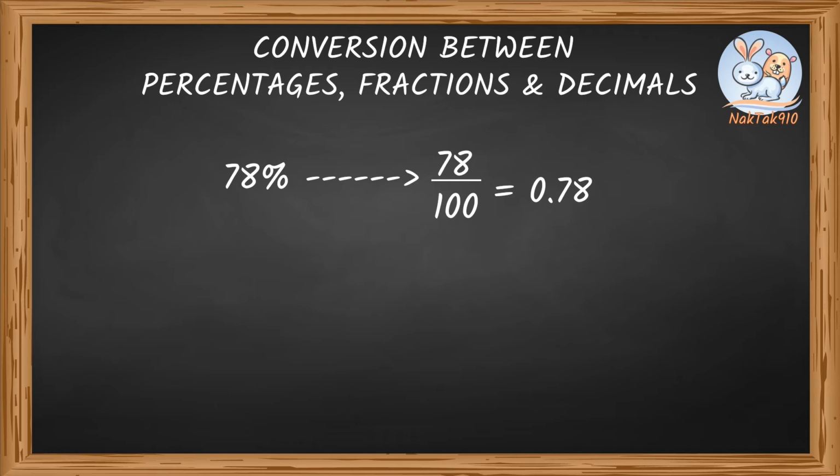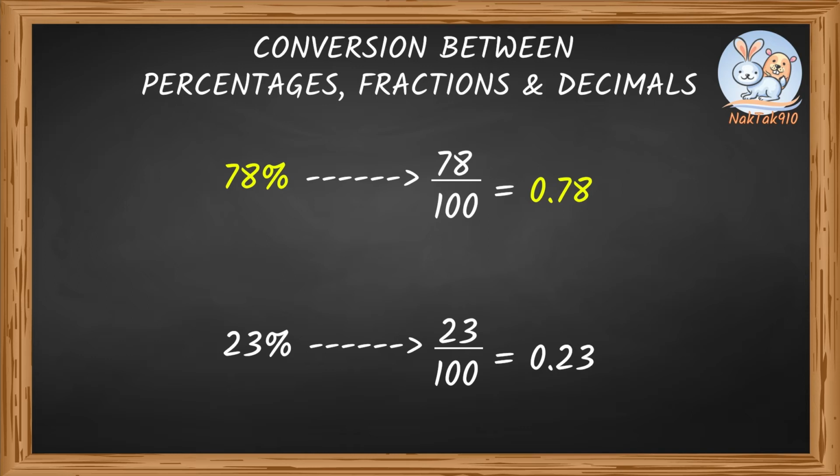In other words, we know that the denominator is always 100 for percentages. So, we don't need to work further in this conversion. Instead, we move the decimal 2 places to the left. Let's take an example. 23%. Let's write this as 23 by 100. Now, let's move the decimal point 2 number places to the left, which is 0.23. So, 23% is 0.23 in decimal form.